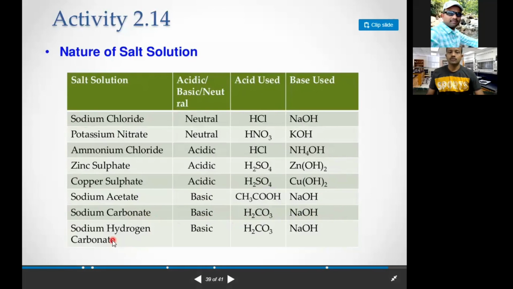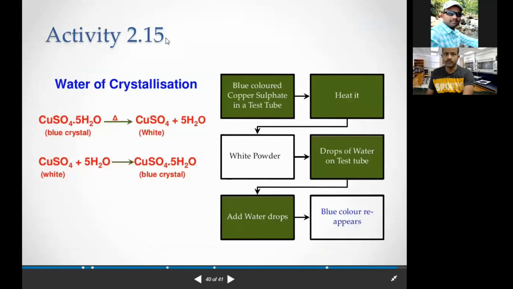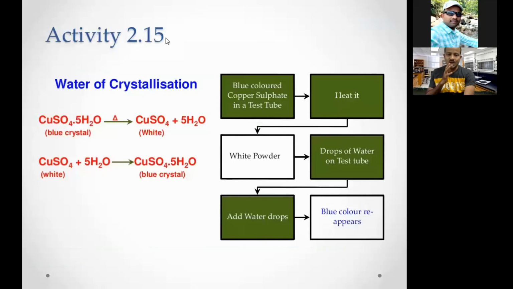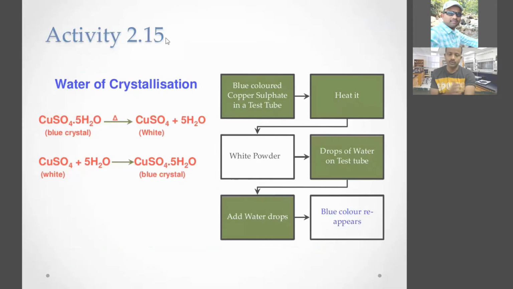Then sodium hydrogen carbonate is also basic in nature. Why? When will you get this basic salt? When the weak acid H2CO3 combines with the strong base. Here the base is strong, that's why we get the basic salt sodium hydrogen carbonate. This is the nature of salt, activity 2.14. Next, activity 2.15, you see water of crystallization. Already I told you this.